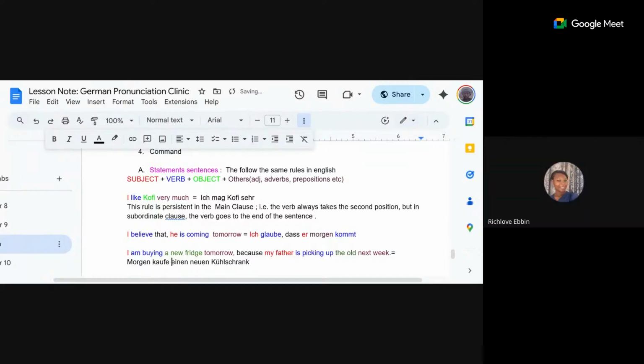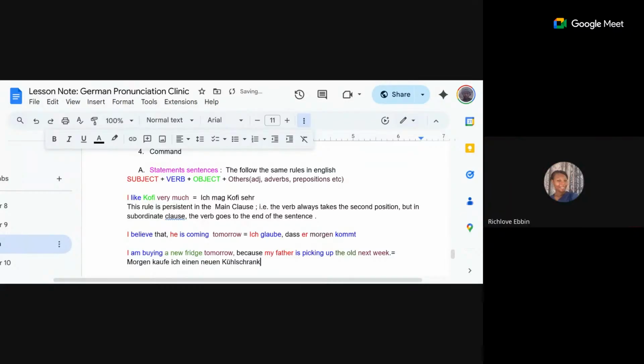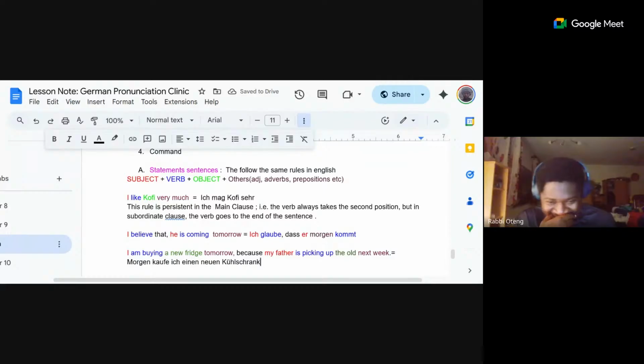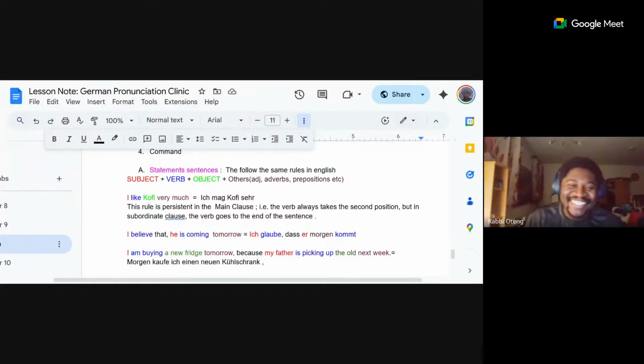einen neuen Kühlschrank. Morgen kaufe ich einen neuen Kühlschrank. Weil... Sorry, there's a phone call. Is the name with R or L? It's from Asante. So, Morgen kaufe ich einen neuen Kühlschrank.